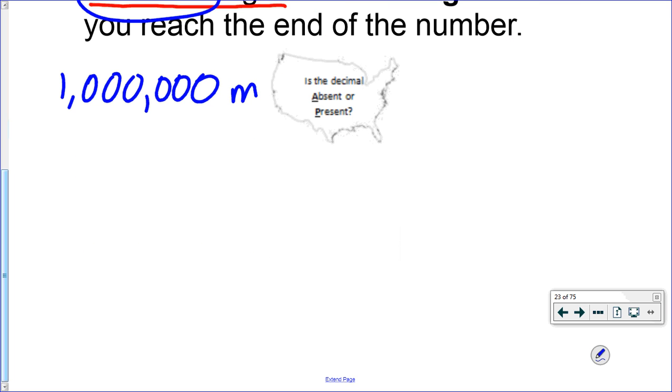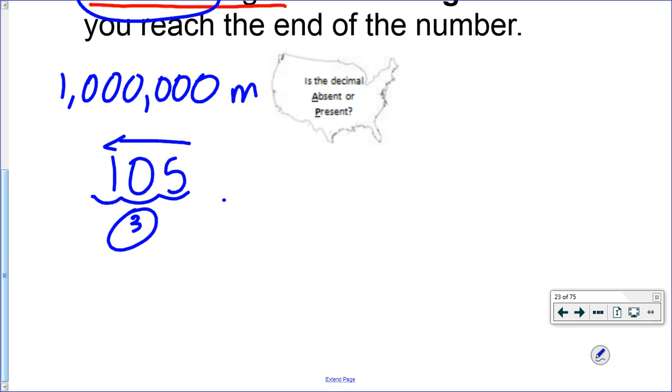105. No decimal point. I go from right to left. How many sig figs do I have? 2. 1. Remember, start with your first non-zero number. Is this a 0? No. So I have to count everything thereafter. 3. So 3 sig figs. Okay? You do not count the zeros that come before a non-zero number.